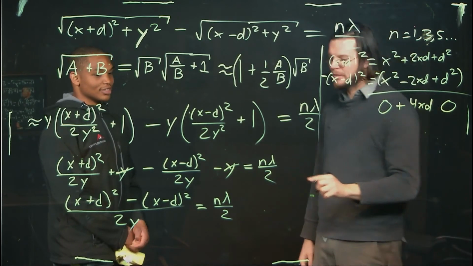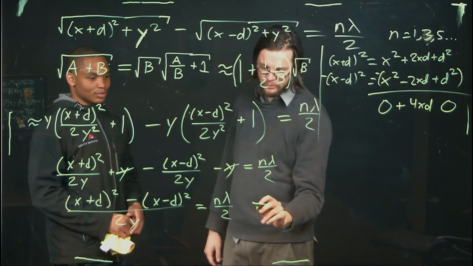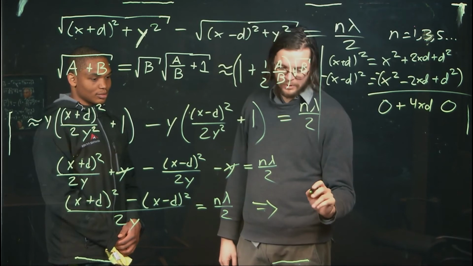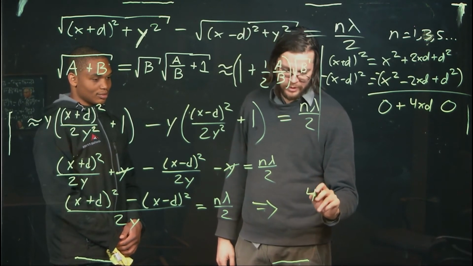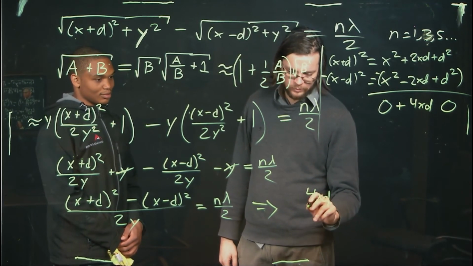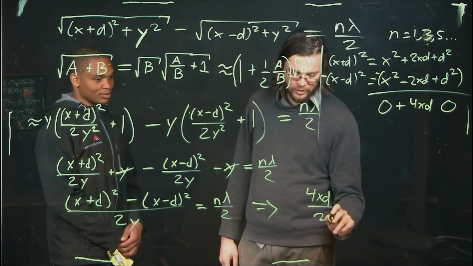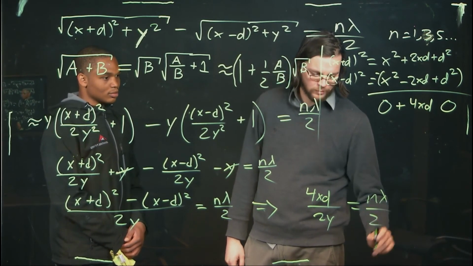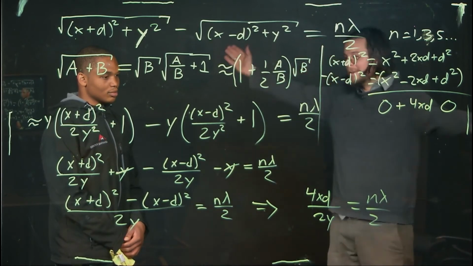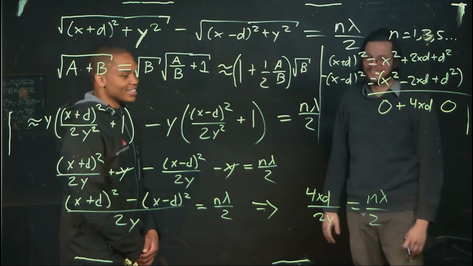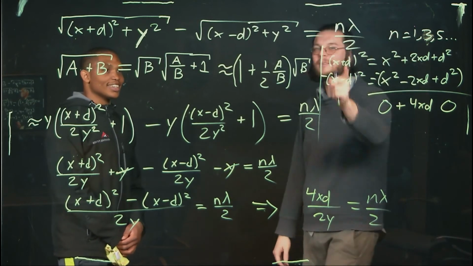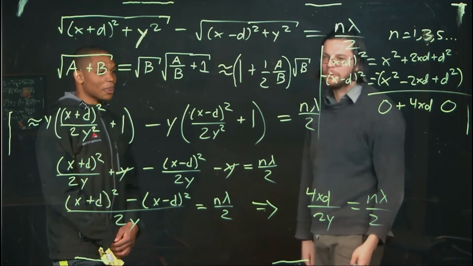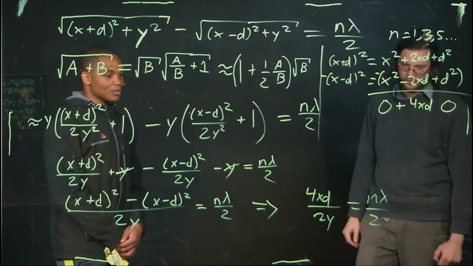And so this whole thing we can rewrite as 4XD over 2Y equals n lambda over 2. Way simpler than what we started with, right? So what should I do next to try to simplify this further?